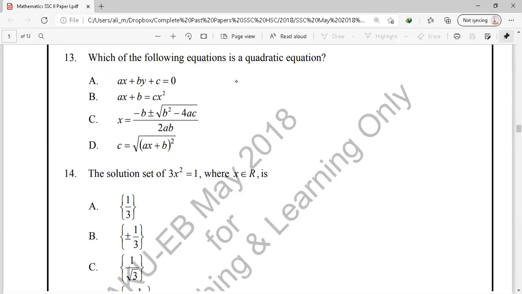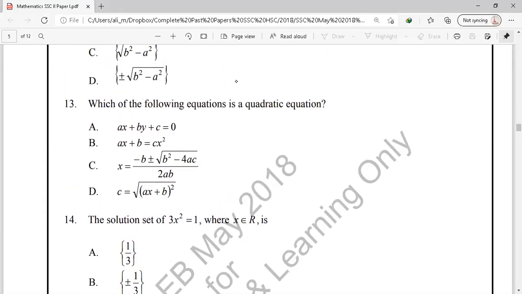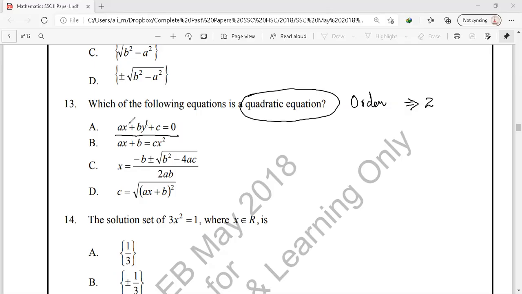Let's move to our question number 13. In question number 13, it states: which of the following is a quadratic equation? The definition or the meaning of a quadratic equation means that the order of the equation should be 2, not less than nor greater than 2. So this equation is a linear equation in which x and y have the power 1. So this is our linear equation.